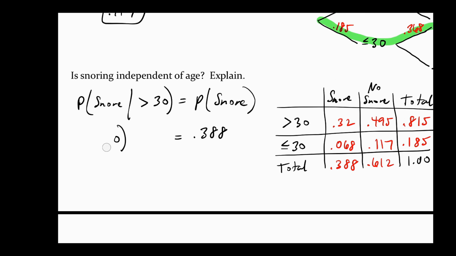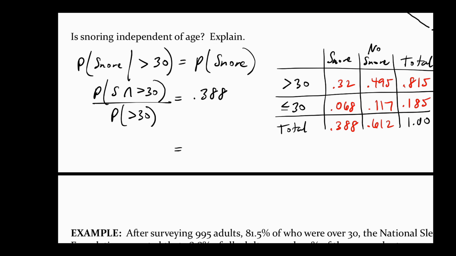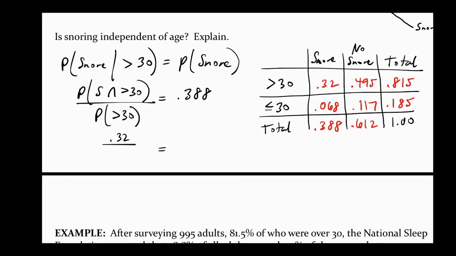So that means we have to do probability of snoring and over 30 over the probability of over 30. So snoring and over 30 is 32%. Over 30 is 0.815. So when I get those, what do I get?